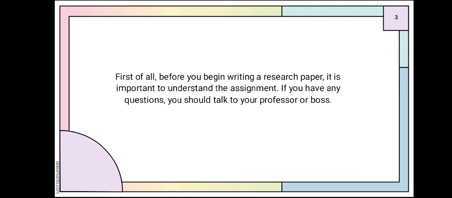First of all, before you begin writing a research paper, it is important to understand the assignment. If you have any question, you should talk to your professor or boss.